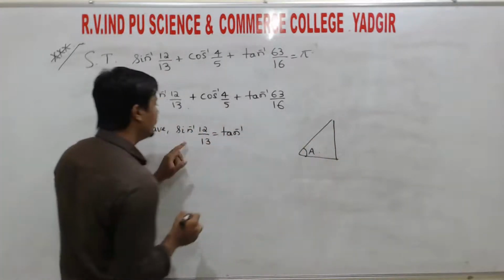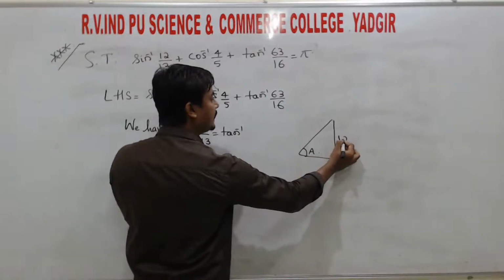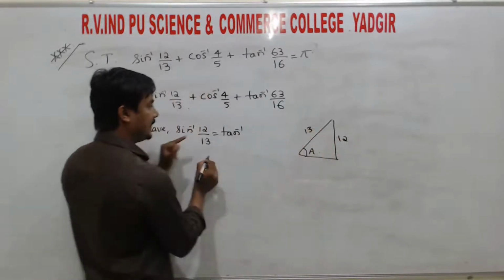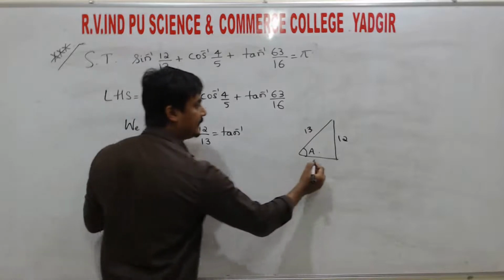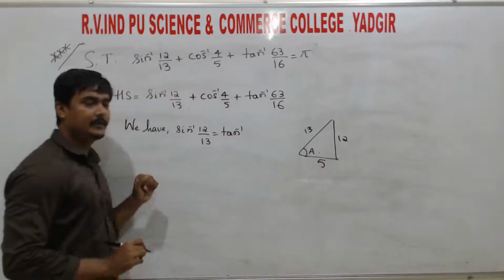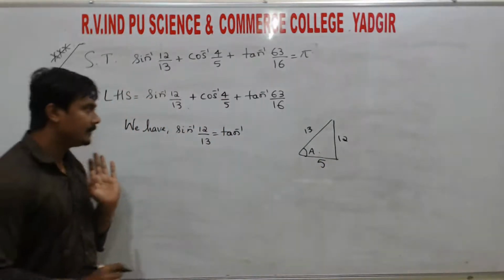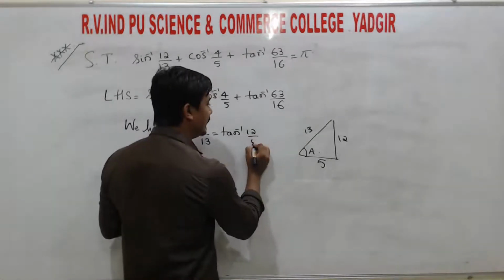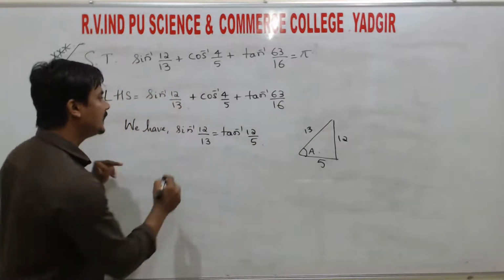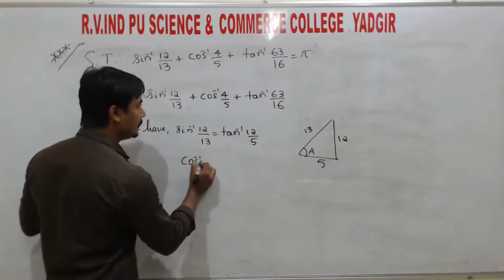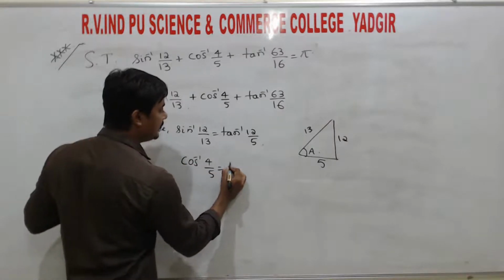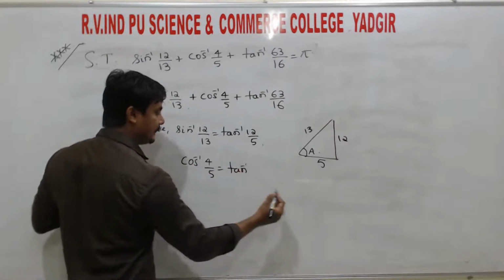What is the sin theta formula? Opposite divided by hypotenuse. The adjacent side length will be 5, Pythagorean triplet. So tan inverse will become 12 by 5. Similarly, this cos inverse 4 by 5, I will express it in terms of tan inverse.